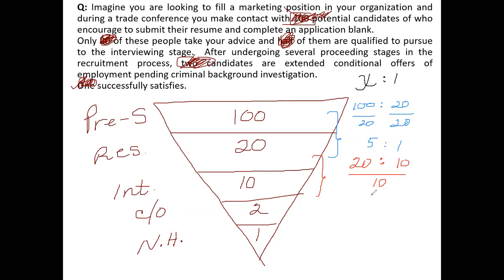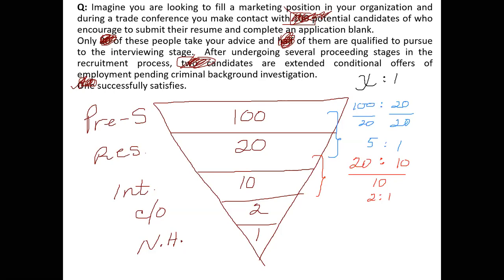And so now your ratio is 2 to 1, which again makes sense because 10 is half of 20. So this is saying for every 2 resumes that you review, half as many, i.e. 1, will actually become an interview.